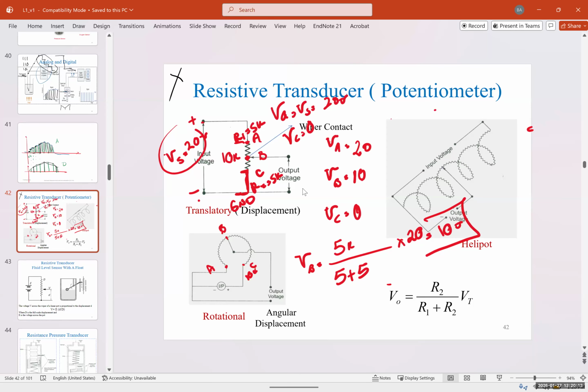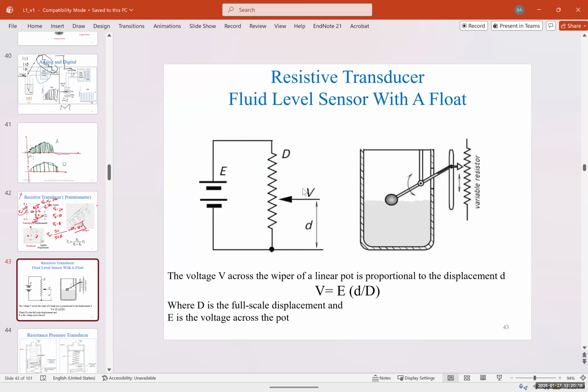But these types of transducers could also be used as a sensor to measure things. One example is to use these resistive transducers to measure a fluid level, a liquid level.